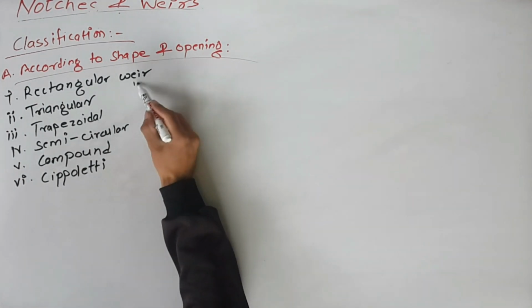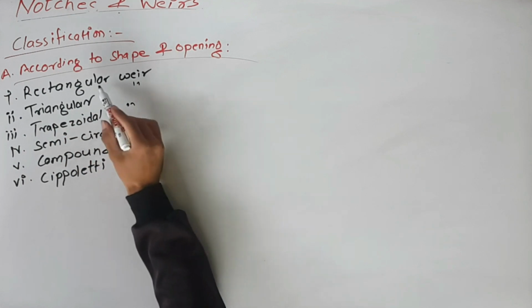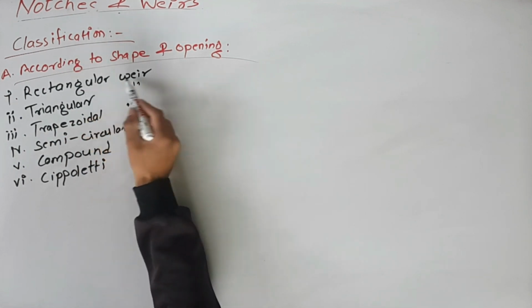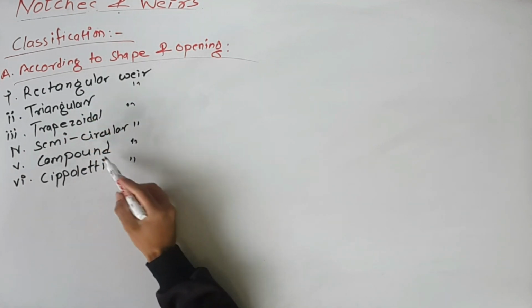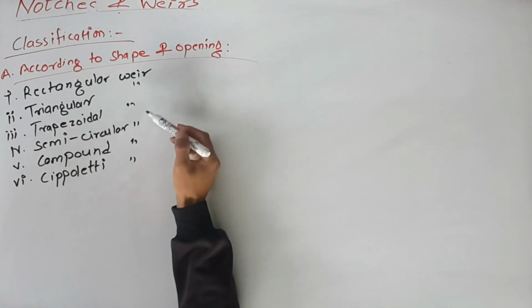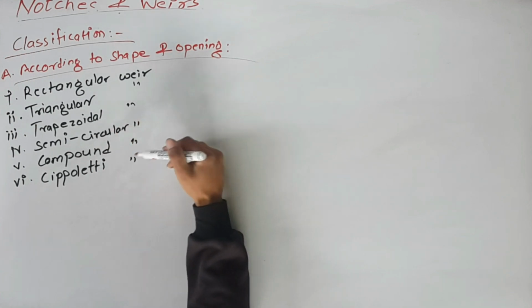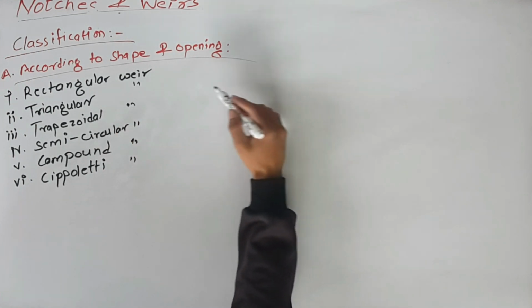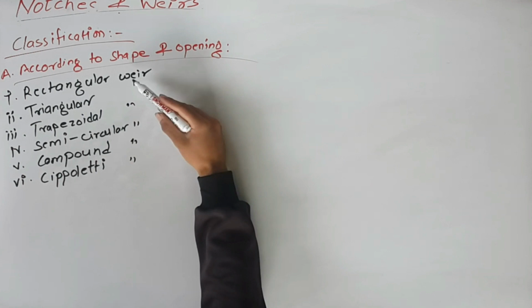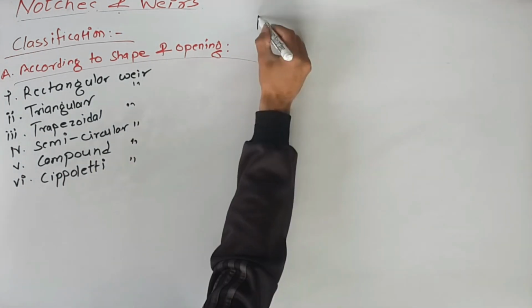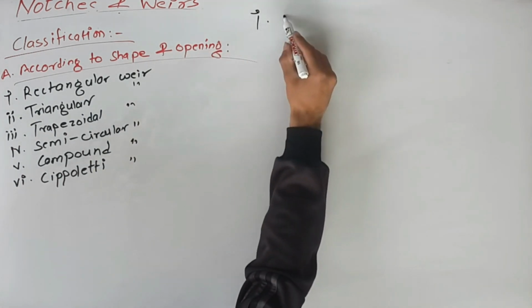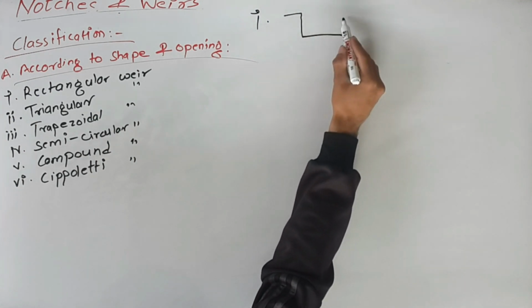By the name, we know this is of triangular shape and this is rectangular shape. The name denotes the figure. These are the geometrical names. The figures are also geometrical. I am going to make the figures of these notches and weirs. I start with the rectangular weir. Here I make only the cross section.